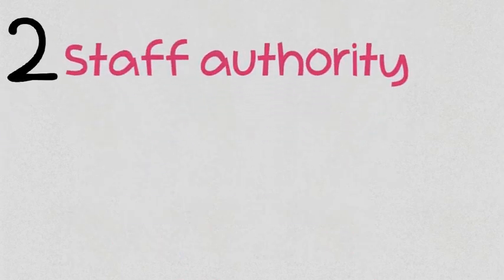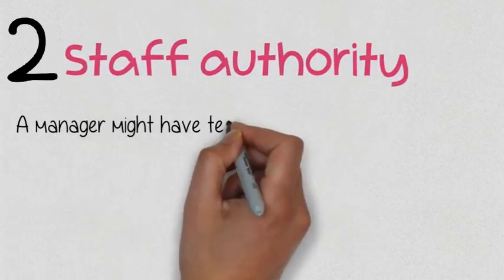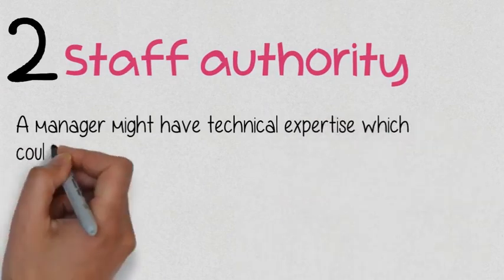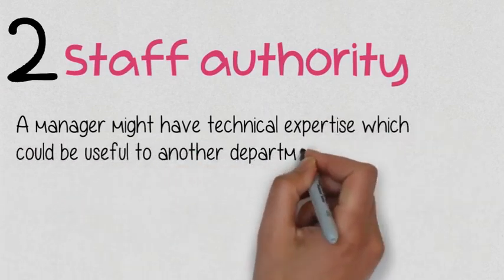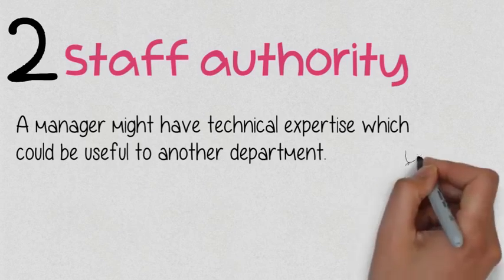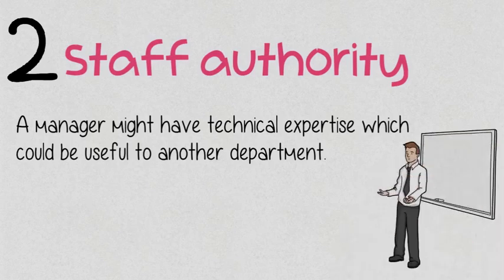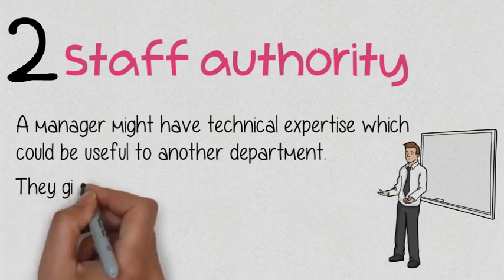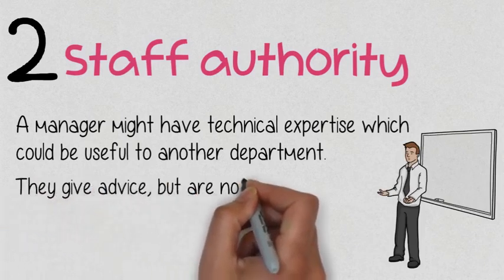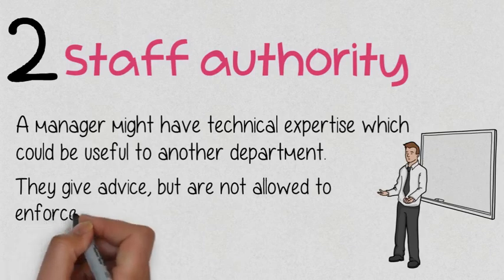Staff authority is where a manager has technical expertise which could be useful to another department. He could give advice, but he is not allowed to enforce the advice that he gives. He could therefore give advice to subordinates not under his direct control or to managers of other departments.